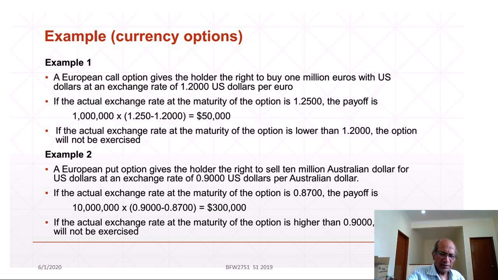If the actual exchange rate at the maturity of the option becomes 0.87, then the payoff is that you are still going to sell at 90 cents. 10 million times 0.9 minus 0.87, you save about 300,000. If the actual exchange rate at maturity becomes higher than 0.9, then you might as well sell in the market and abandon the option. It's as easy as that.